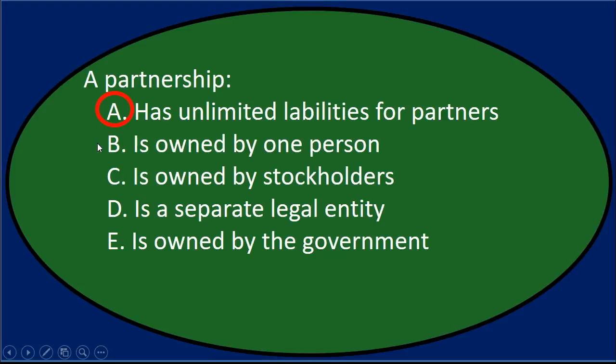B, is owned by one person. Obviously, that's not correct, because a partnership means two or more people. That's the definition of a partnership. C says it's owned by stockholders. That, of course, would be a corporation and not a partnership. D says a separate legal entity. It's not a separate legal entity. Notice that we have a separate entity concept in terms of accounting. Keep that separate in your mind. We will have a business assumption, meaning we're going to keep the partnership books separate from the individual's books, but that's not the same thing as a separate legal entity.